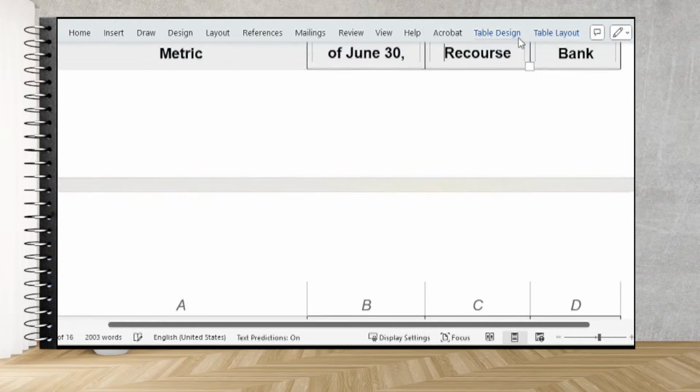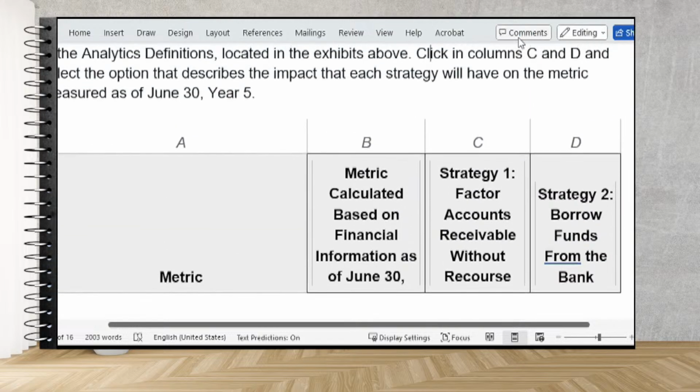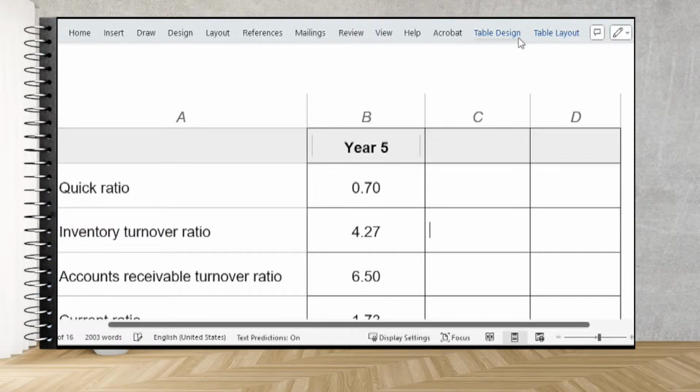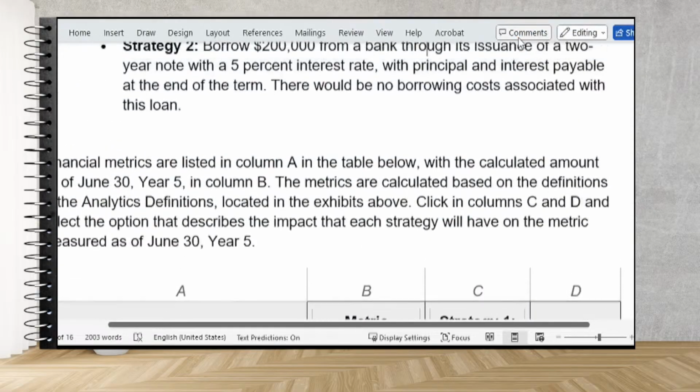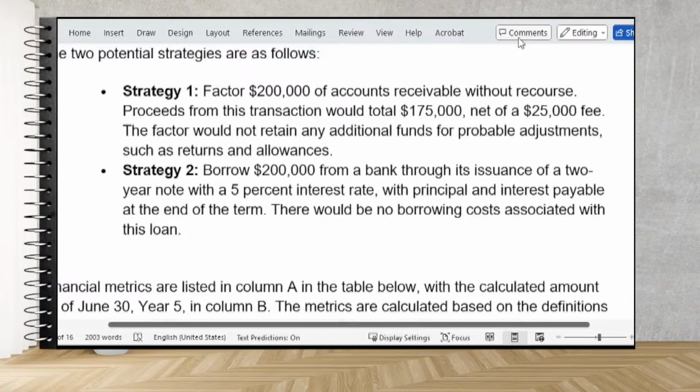So you just need to say whether the ratio will increase or decrease, before taking any decision, I mean, before implementing any strategy.